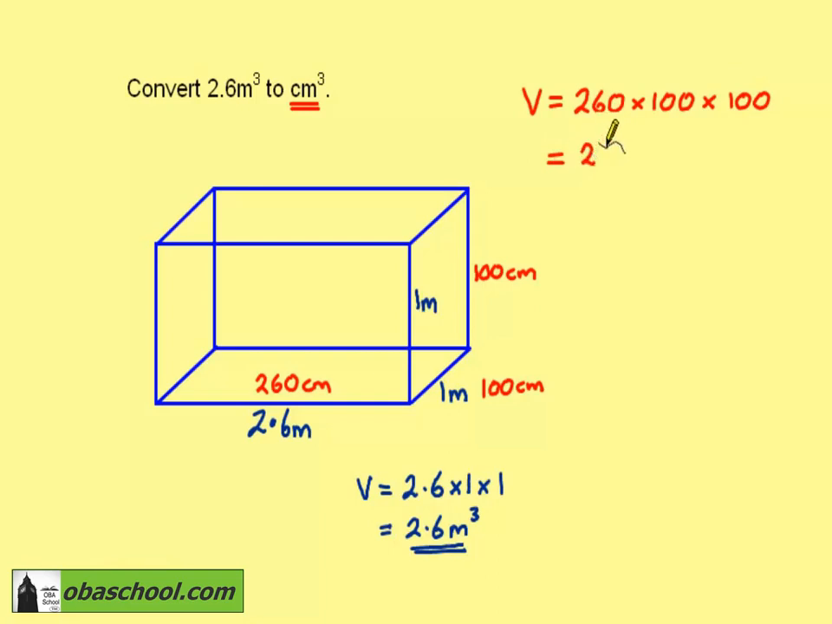Calculating this, we get 2, 6, and 5 zeros, which is 2,600,000 centimeters cubed. We can always use a method like this to convert units.